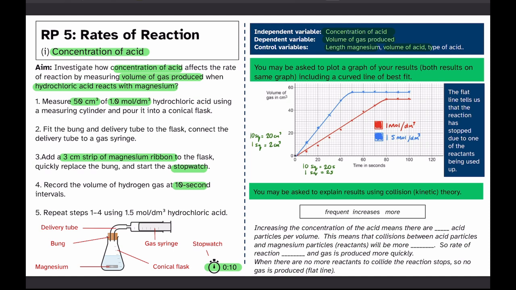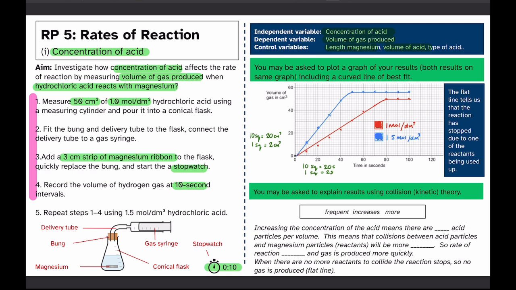And then that is the main method. So I'll put that on the side. Steps 1 to 4 is the main method. And then we're now going to change our independent variable in step 5.